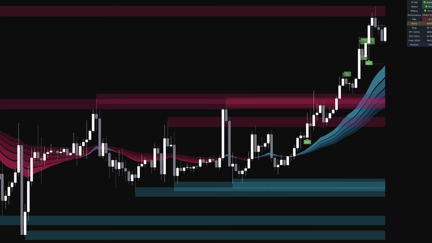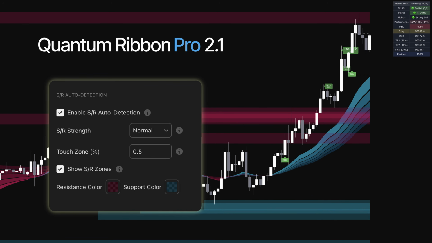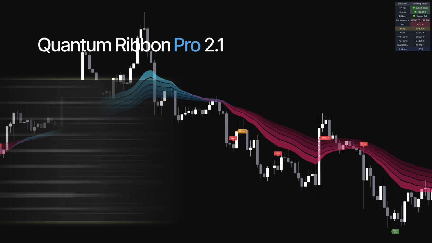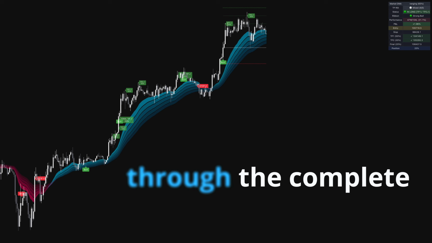Quantum Ribbon Pro just got an upgrade. Version 2.1 adds support and resistance auto detection, ribbon flip exits, real-time P&L tracking, and full visual customization. Let me show you what's new, then we'll go through the complete system.